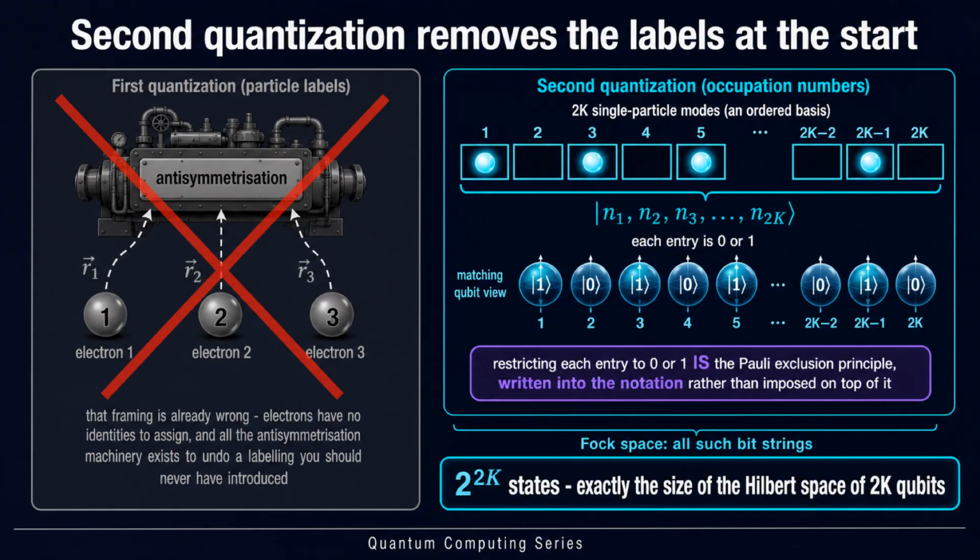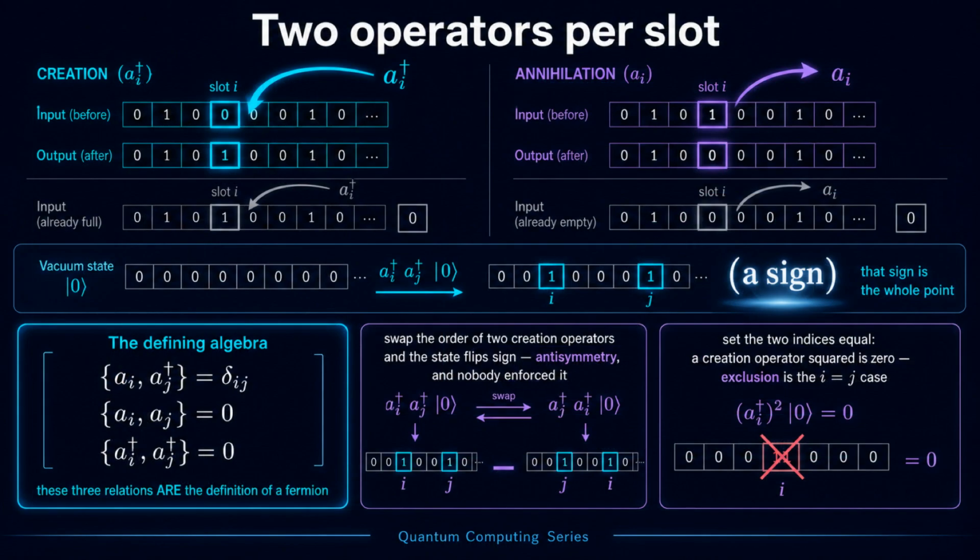Fix the spin orbitals from Chapter 1 and think of them as slots. A configuration is described by saying, for each slot, whether it is occupied. That is an occupation number state, and the space of all such strings is Fock space. We move between occupation number states with 2 operators per slot. The creation operator fills a slot and gives 0 if the slot is already occupied. The annihilation operator empties a slot and gives 0 if it is already empty.